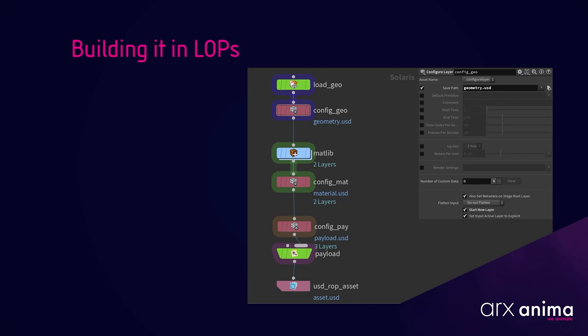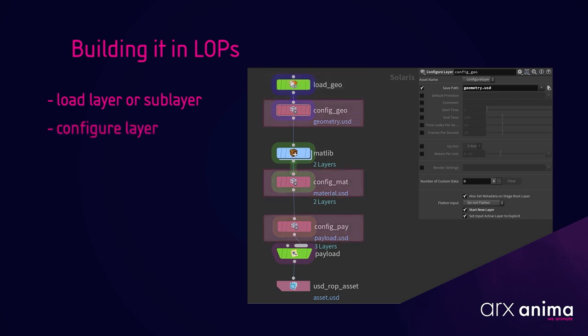The first choice we're faced with is load layer for editing or sublayer when it comes to bringing in the data. Because in our setup we want to write out everything again in case of modifications, the load layer node is the choice for us. Following the load layer will be a series of modifications and anything we want to do in LOPs, and at the end, with a configure layer, we will define the save path of that layer and also start a new layer to write everything following that to the next layer in the asset.